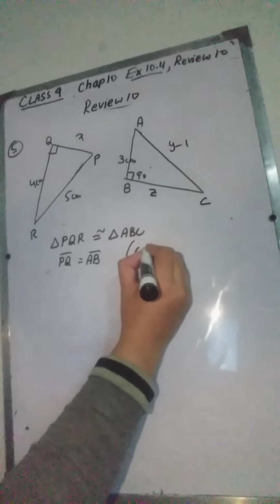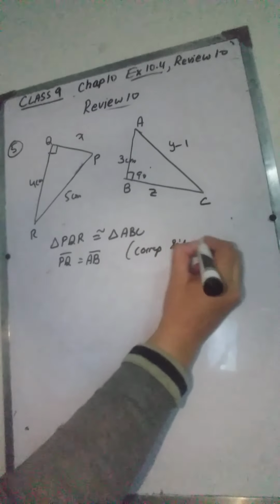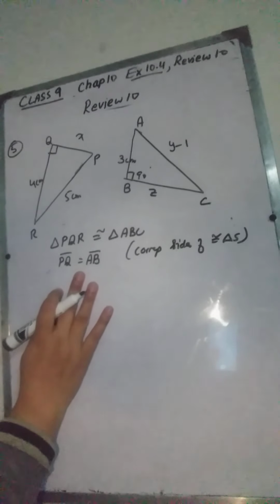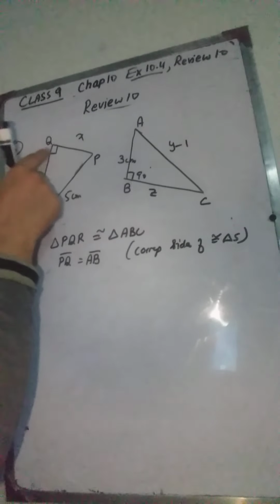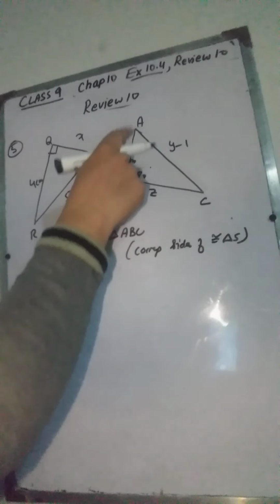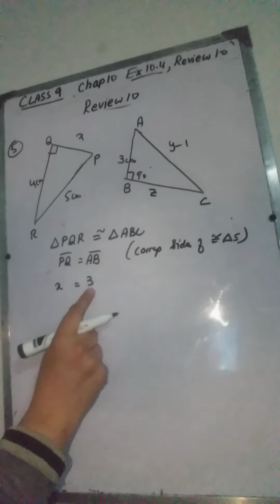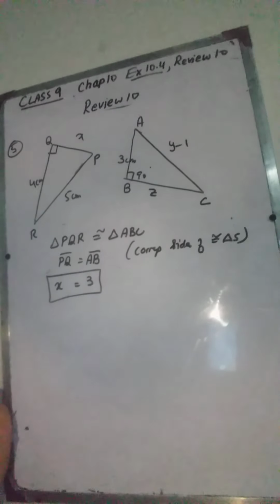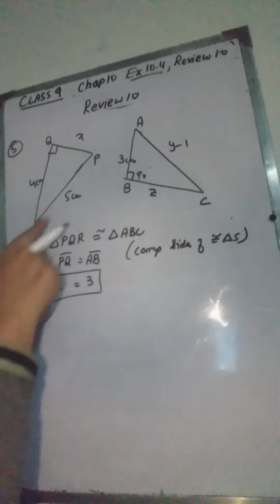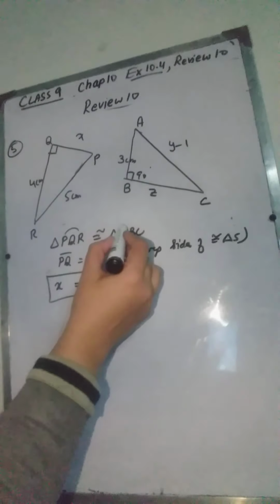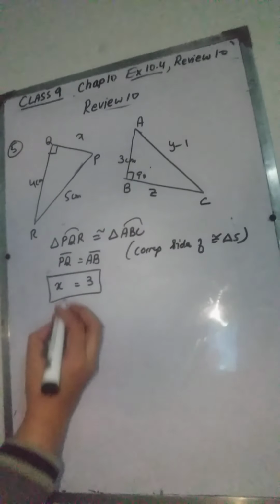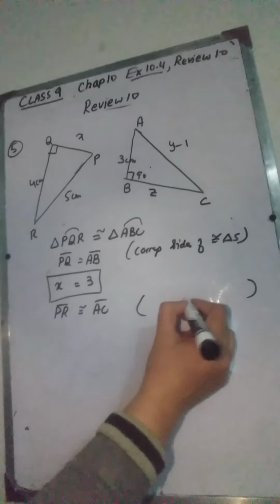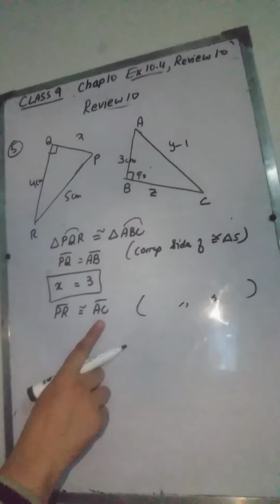Corresponding sides of congruent triangles. As these two sides are corresponding, they are also going to be congruent. Now we know that PQ is equal to x over here and AB is equal to 3. So it means that x will be equal to 3, and we have got the first unknown. Now corresponding to PR we have the side AC. So PR and AC will be congruent because they are the corresponding sides, for the same reason as above. PR is congruent to AC.